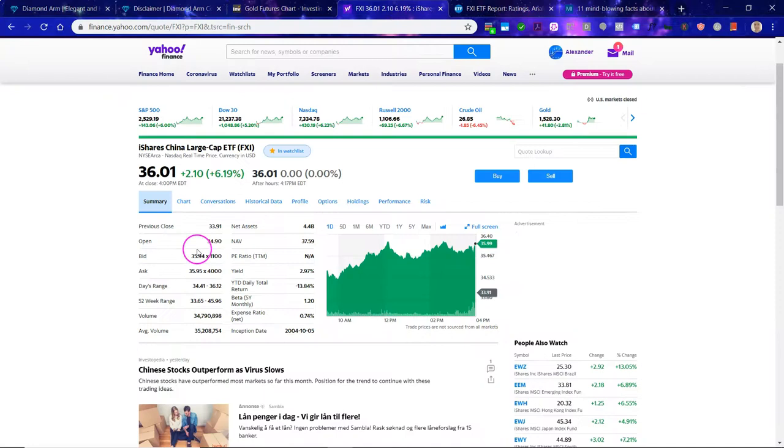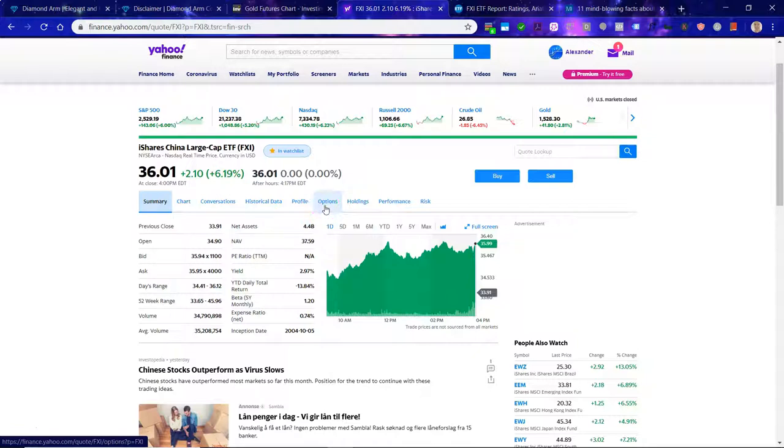Let's look now at Yahoo Finance for additional information. Let's look at the 52-week range: 33.65. We are now at 36. Upper end is 46-ish dollars. You could make a case that we are definitely at the low end of that range. Net assets, $4.4 billion.